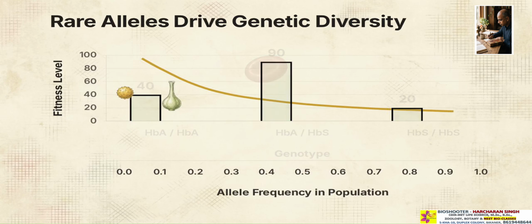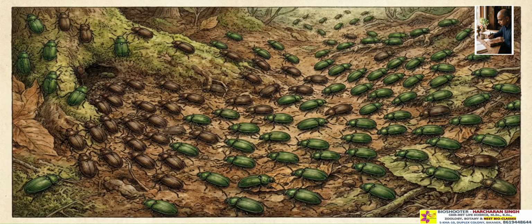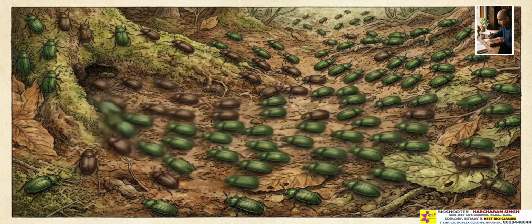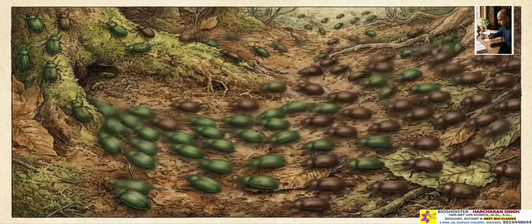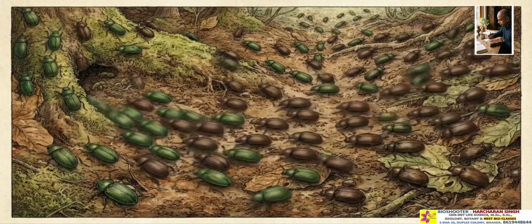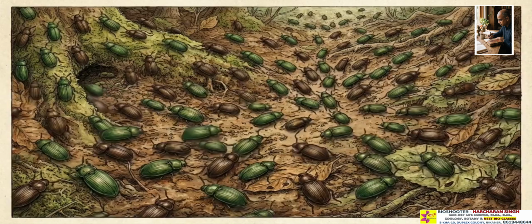A second mechanism is frequency-dependent selection. Here, an allele's fitness increases as it becomes rarer in the population. In plant S allele systems, a rare allele succeeds more often because it is less likely to encounter a matching incompatible pistil. Many other mutations are neutral, having no impact on survival. These variants fluctuate randomly through genetic drift, persisting in large populations without selective pressure.